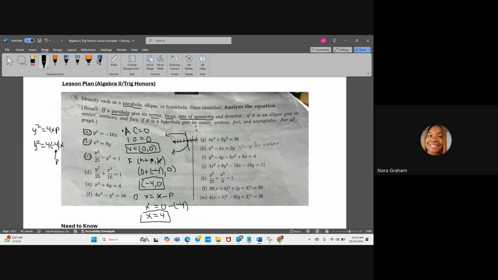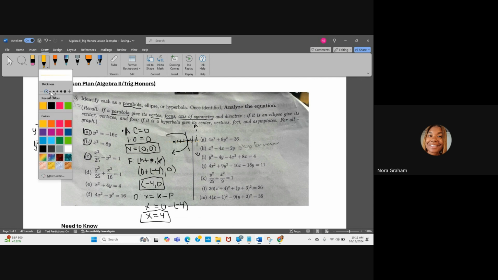That's going to be right behind your parabola. Okay, so that's our directrix. All right. And then our line of symmetry. So our line of symmetry is basically what cuts our parabola in half. If you can see this line right here, that's going to be our line of symmetry. And that line of symmetry is at y = 0.